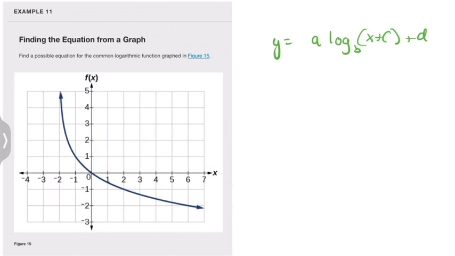Find a possible equation of the common log graph. We did move it sideways, right? So we have a couple of points to consider. Looks like we have the origin, and we also have the point -1, 1.